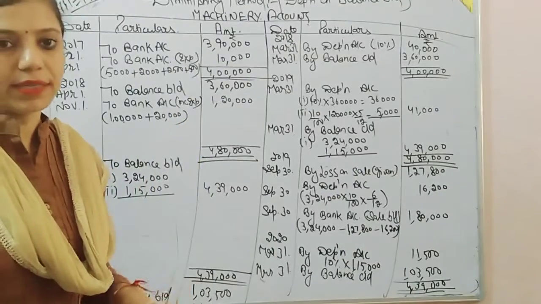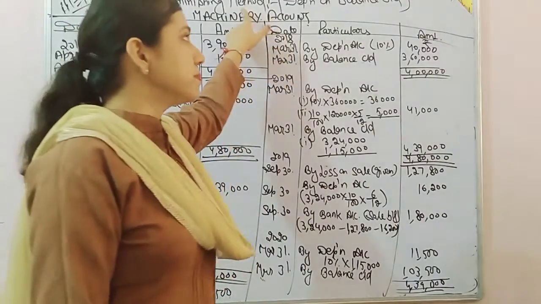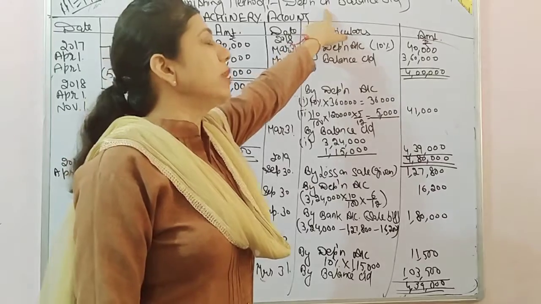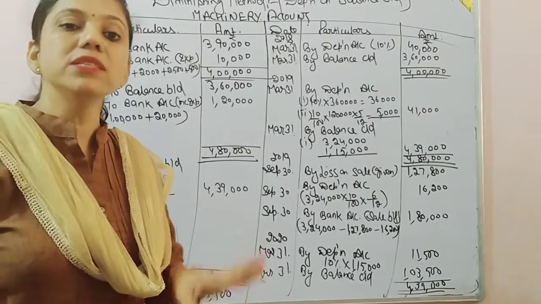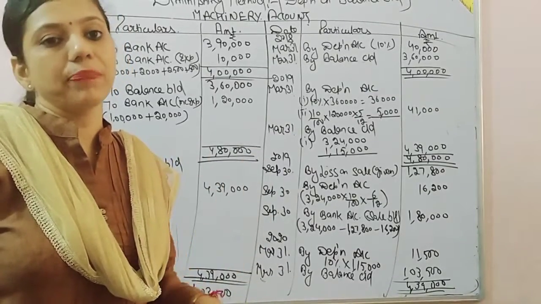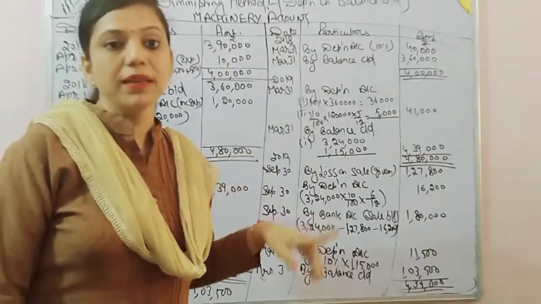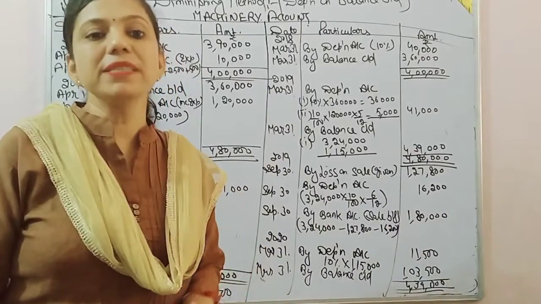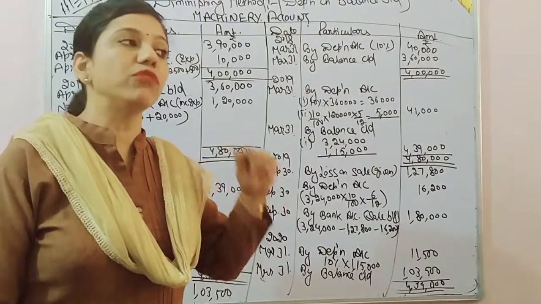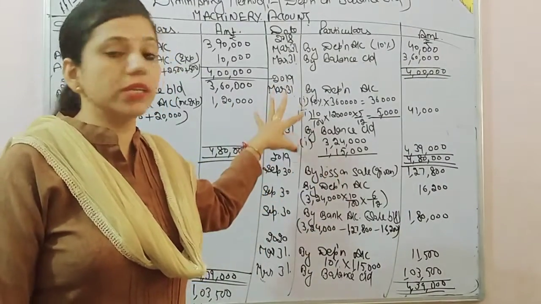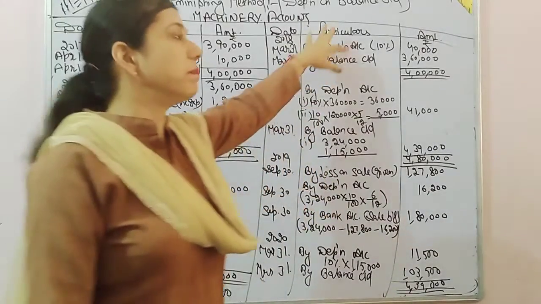This method is quite easy. You just have to remember only one thing: in this method depreciation will be calculated on balance brought down. The remaining question is the same. The basic difference between the fixed installment method and the diminishing method is that in the fixed installment method depreciation is calculated on original cost, so again and again we have to see the original cost. But this question is quite easy because depreciation is calculated on the balance.